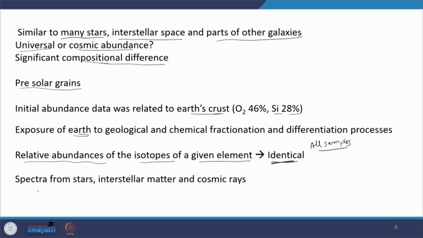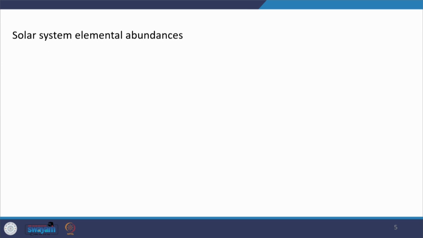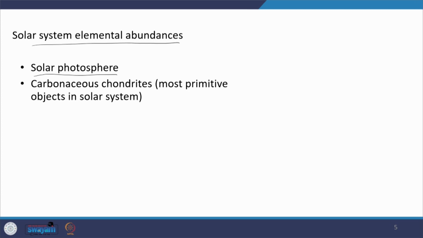Now, when we take the spectra from different objects like stars, interstellar matter and cosmic rays, and calculate abundance based on analysis of the spectra, how does it look? Let me give you some picture. Before that, let me give some more information about the solar system elemental abundances. Researchers used two methods. I am confining myself only to the solar system elemental abundance. The abundance data was collected based on two things: one is the solar photosphere, and the other is one of the important primitive objects in the solar system, the carbonaceous chondrites.